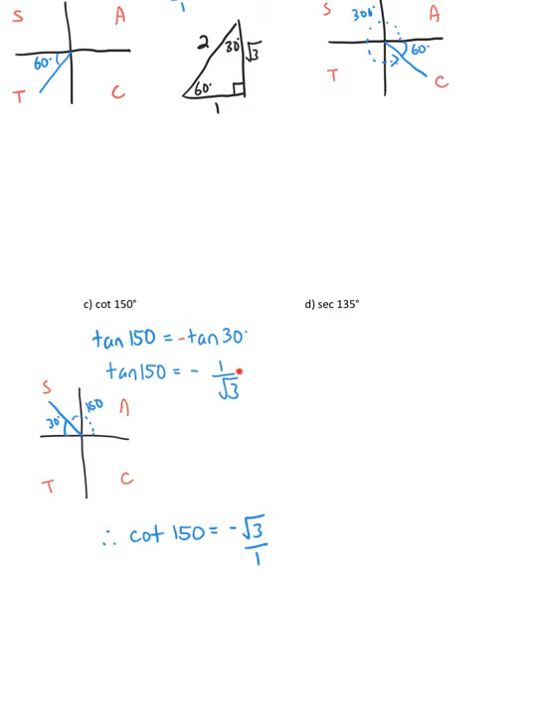So I'm just going to flip the 1 and root 3, but you do have to keep it negative. If the tan ratio for 150 is negative, then the cotangent ratio is also negative. So make sure that they both stay negative. And then you can simplify that if you'd like. So cotangent of 150 is just equal to negative root 3.